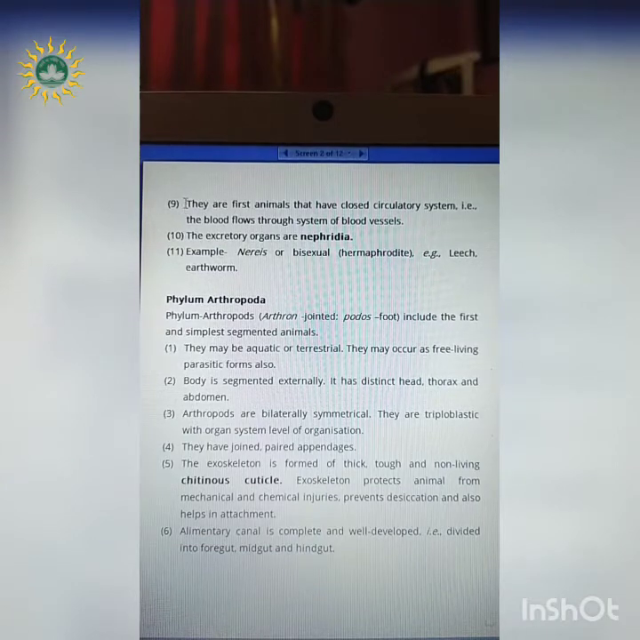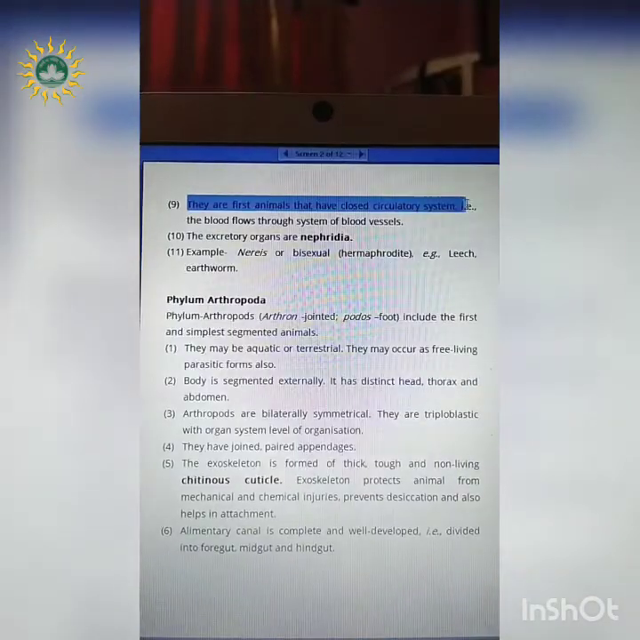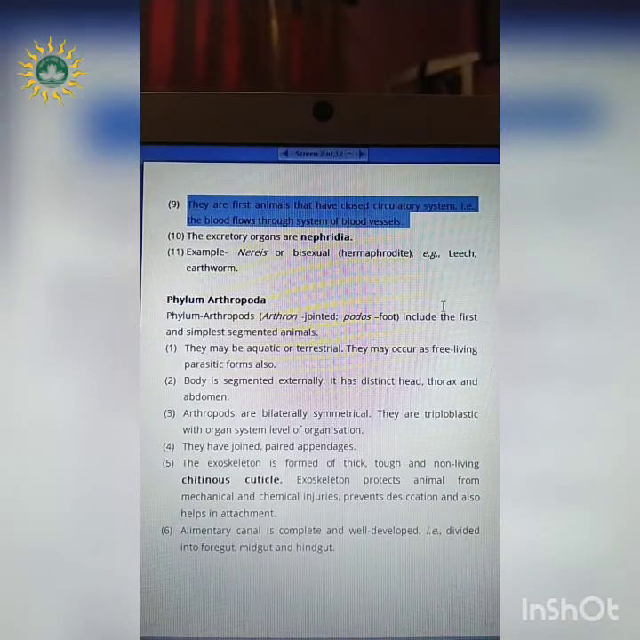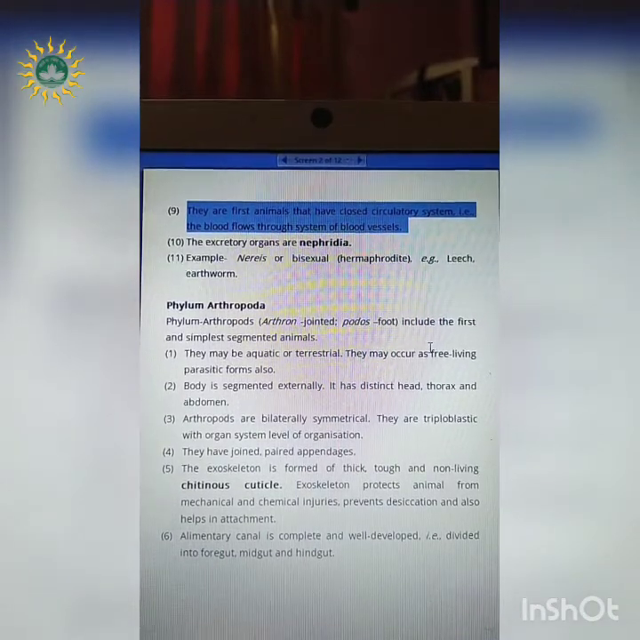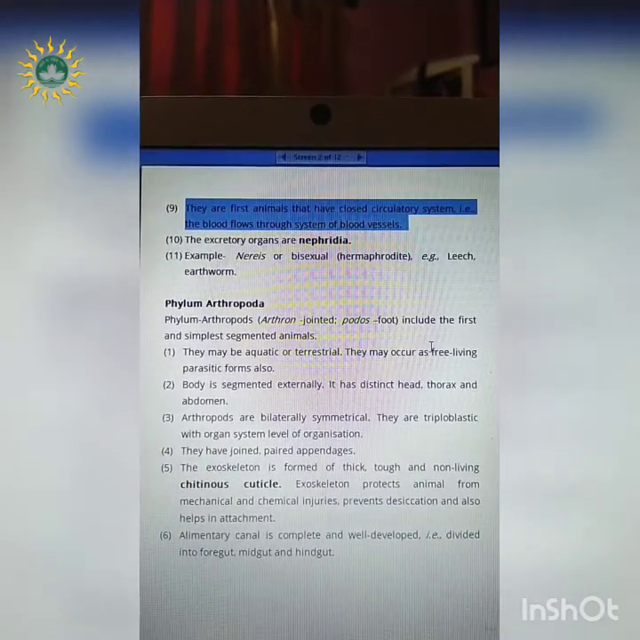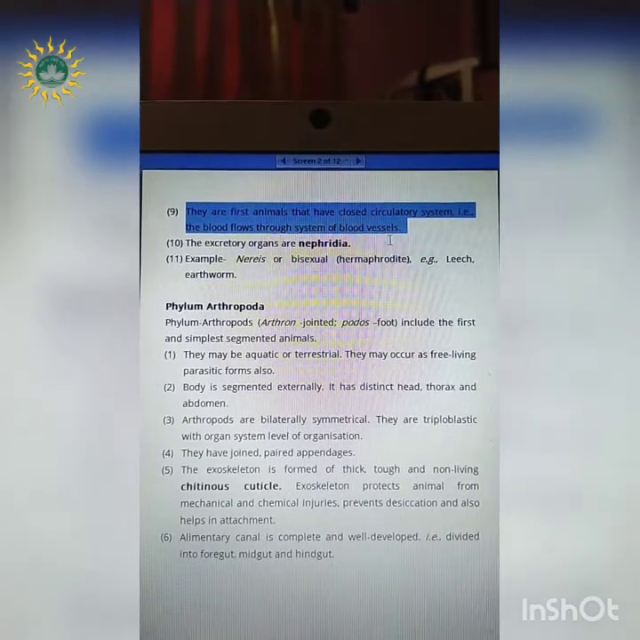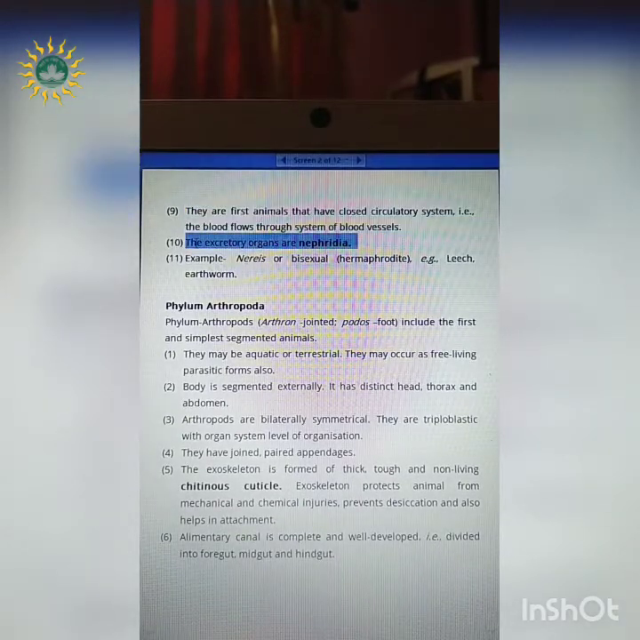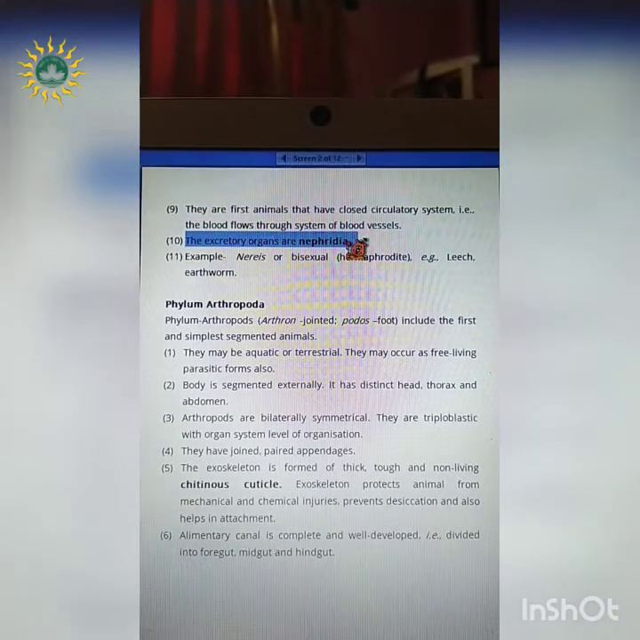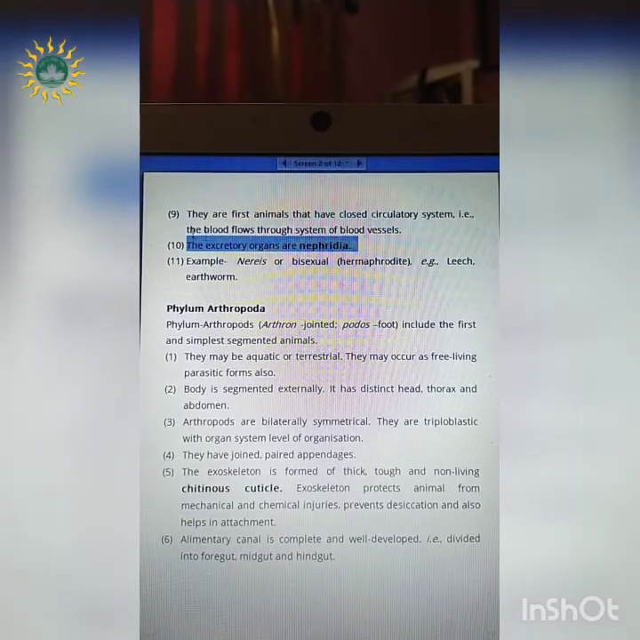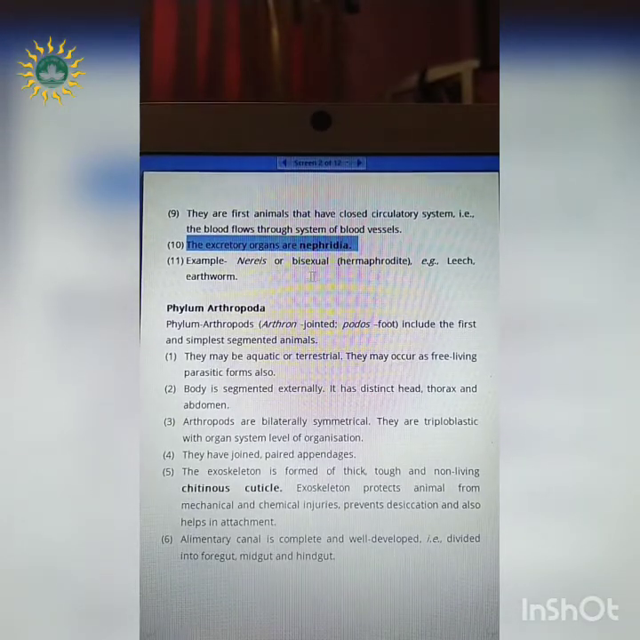Annelida are the first animals which have a closed circulatory system, that is blood flows through a system of blood vessels. So the circulatory system is of closed type. Next are the excretory organs, nephridia. It is important that the excretory process takes place with specific organs referred to as nephridia. For example, Nereis, or bisexual hermaphrodites, for example, leech, earthworm and so on.